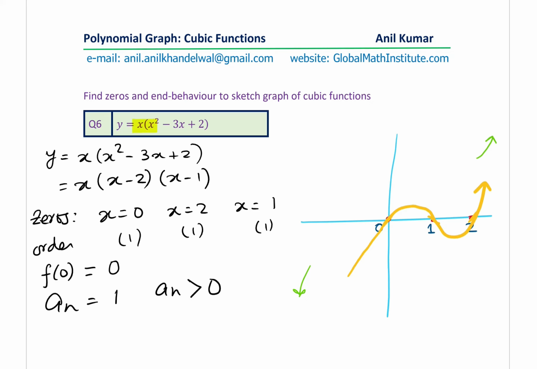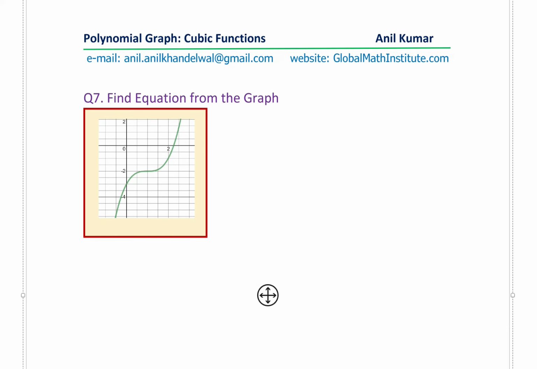Is it clear to you? So that is how we are going to sketch the cubic function for the given equation. Isn't that simple? Perfect. Now let's take up the next question, which is to find the equation from the graph. Now this time the graph is given to us and let us find the equation.